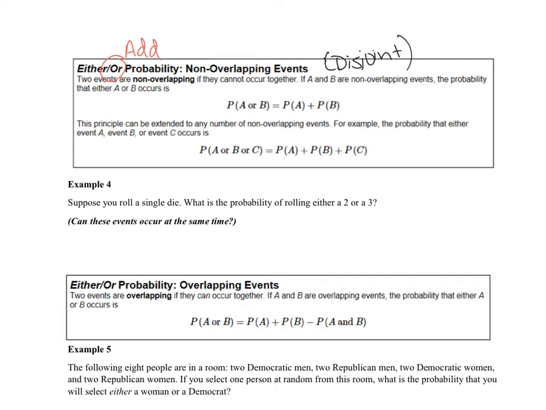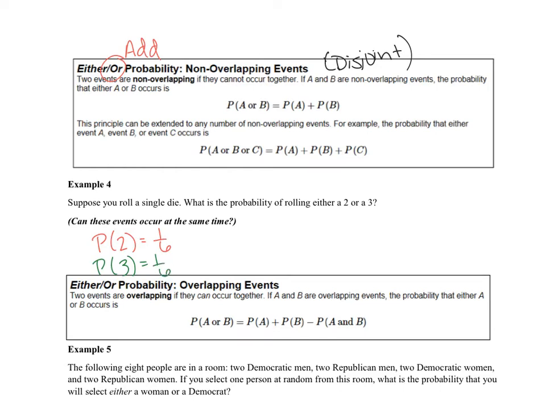So, suppose you roll a single die. What is the probability of rolling either a 2 or a 3? The first question you should always ask yourself is, can these events occur together? Is there a number on the die that is a 2 and a 3 at the same time? And the answer there is no. It's either a 2 or a 3, but it can't be both. So the probability of rolling a 2 is equal to 1/6. The probability of rolling a 3 is also equal to 1/6.